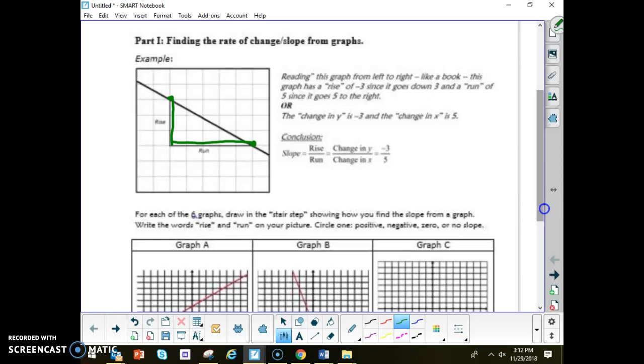So if we read the graph like a book, we go left to right. It goes down, so that's a negative 3 and over 1, 2, 3, 4, 5. Over 5. So in this case, the slope, which is also m, the symbol for slope, the delta y over the delta x, is a negative 3 over 5. So the slope of this is negative 3 over 5.